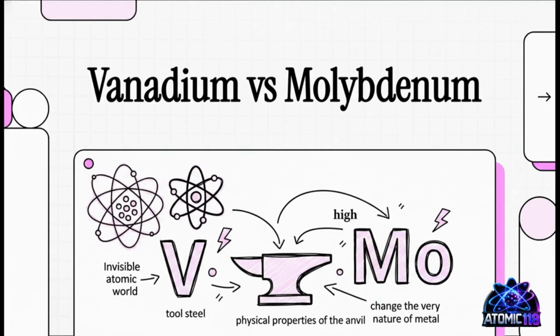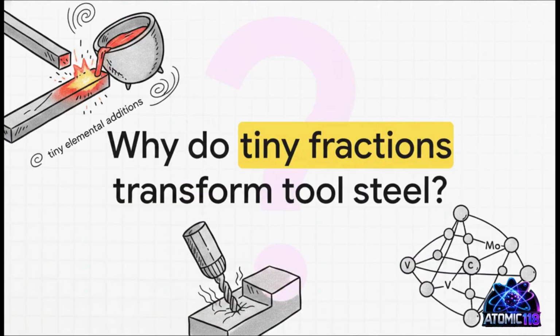So we're unpacking the science behind high-performance tool steels, focusing on two absolute heavyweight elements that literally change the nature of metal: vanadium and molybdenum. So here's the big question. How can mere fractions of vanadium and molybdenum so radically transform tool steel? It's honestly kind of like magic when you really look at it.